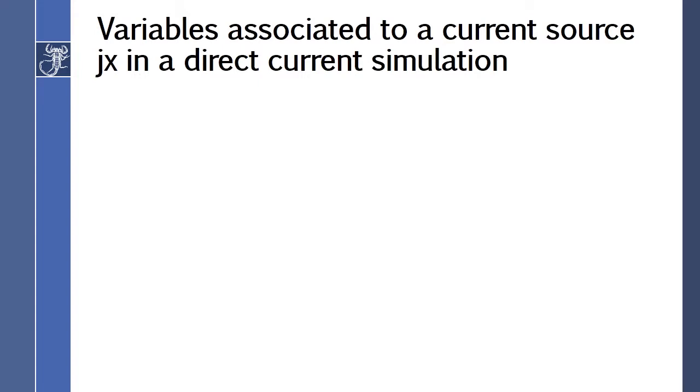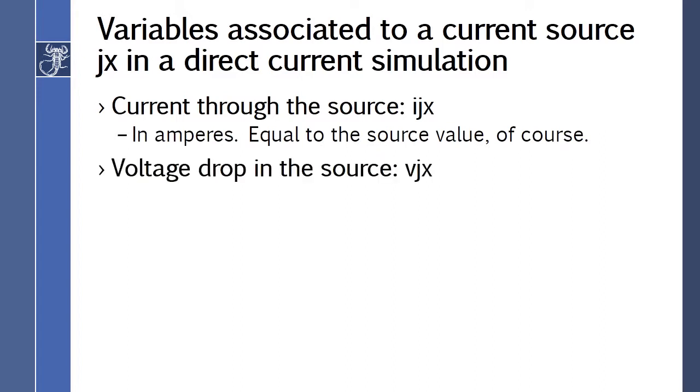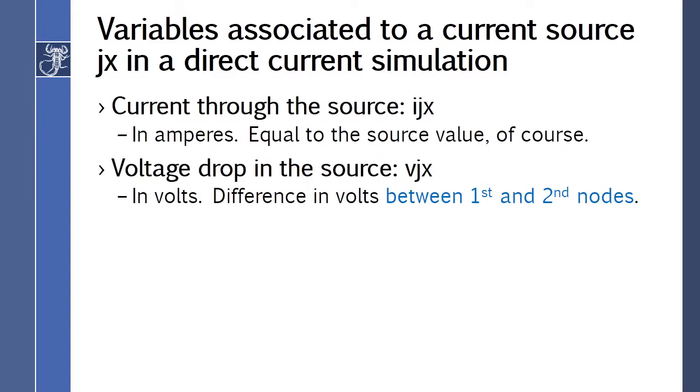For each current source in a DC simulation, we will get 4 answers. The current through the source, stored in I plus the name of the source. The voltage drop in the source, given as the voltage between the first node and the second node.